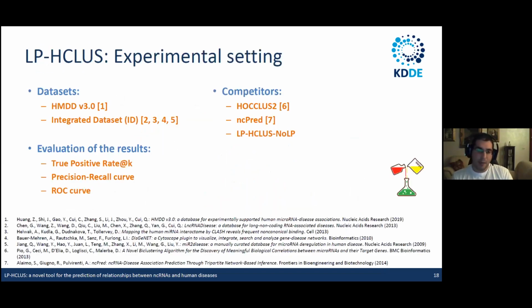We conducted several experiments comparing LP-HCLUS with HCLUS-2, that is a competitor that, similar to LP-HCLUS, constructs a hierarchy of possible overlapping clusters, but it is limited only to 2 different types of nodes; ncPred, that is a state-of-the-art method specifically designed to predict non-coding RNA disease association, but it does not take into account the features associated with the biological entities; and LP-HCLUS NLP, that is a modified version of LP-HCLUS without the clustering and the prediction step. So the scores associated with each association are the ones computed on the basis of the metapaths.